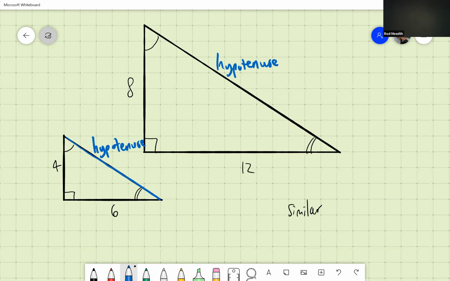We call the other two sides the legs, okay? Leg 1, leg 2. These are the legs of a right angle triangle. 2 legs, 1 hypotenuse.